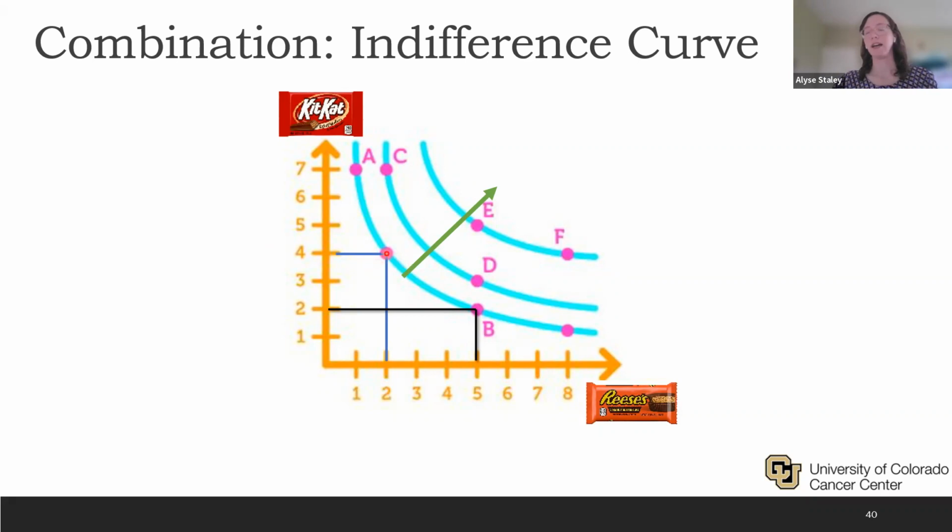For example, I would be equally satisfied or indifferent with 4 Kit Kats and 2 Reese's, as I would be if I had 2 Kit Kats and 5 Reese's. Anywhere along this indifference curve, I am indifferent or equally satisfied. Yet as I move further away from the origin, I am jumping onto better indifference curves, if you will, where I'll be getting even more enjoyment or utility because I could have enough money in this case to actually buy 5 Kit Kats and 5 Reese's.